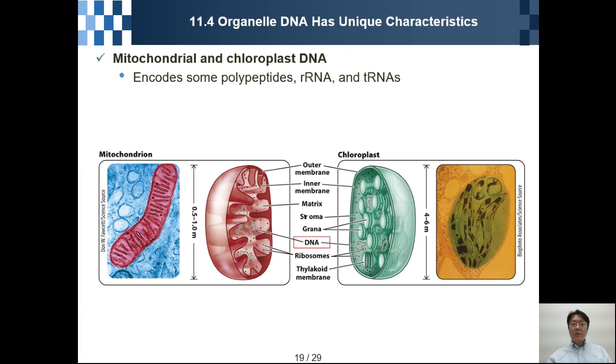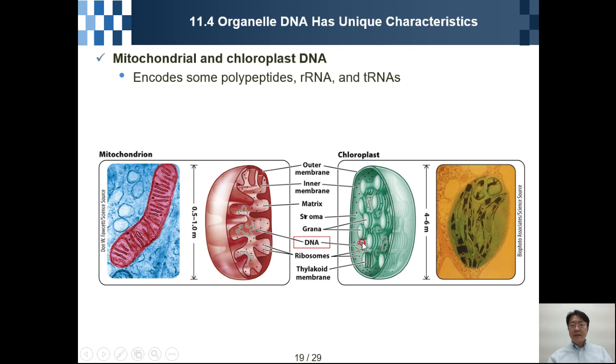So in this section, I will explain the fourth subject. The organelle DNA has unique characteristics. So where is DNA? We already learned that DNA is located inside the nucleus. However, some organelles, for example mitochondria and chloroplasts, have their own DNA. So this is the mitochondrion figure, and this is the chloroplast. They have their own DNA like this.